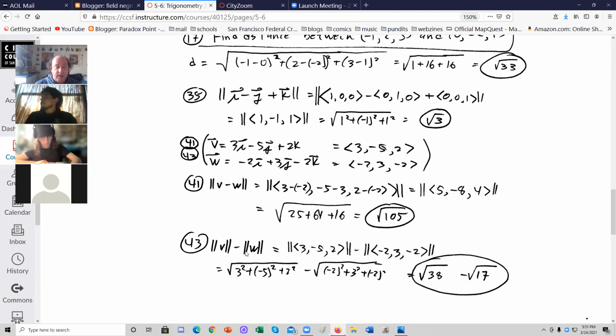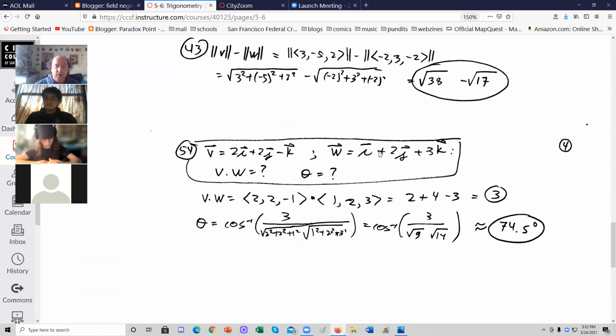Fine. Length of v minus length of w. The length of vector (3, -5, 2) is the root of 3 squared plus -5 squared plus 2 squared, minus the length of the vector (-2, 3, -2), the root of -2 squared plus 3 squared plus 2 squared. So this will be 9 plus 25 plus 4. Let me double check that. 9 plus 25 plus 4, root 38. Then -2 squared is 4, 3 squared is 9, 2 squared is 4. Yeah, root 17. So yes, root 38 minus root 17. And to be sure, these are two very different numbers.